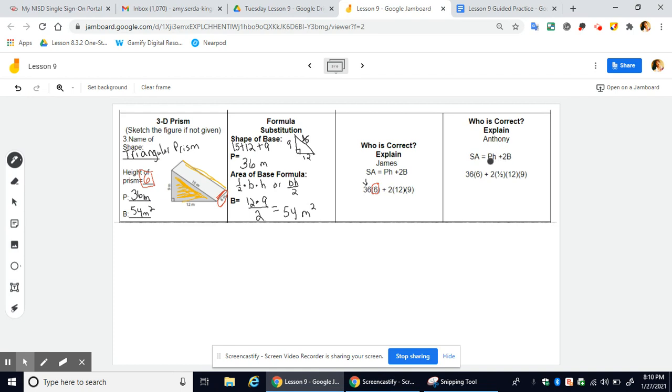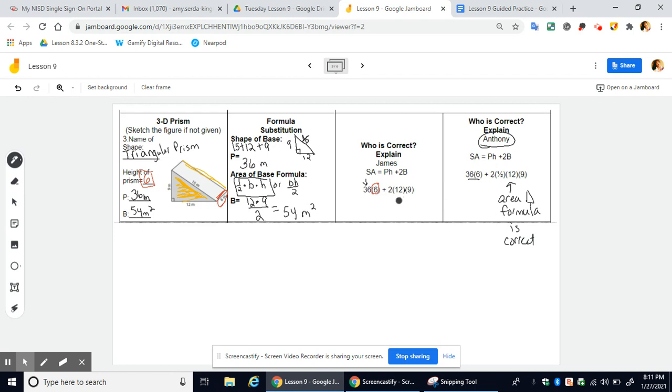Let's go look at Anthony. So again, Anthony's perimeter and his height are correct. They're the exact same as James. So here it's 2 times 1/2 times the base times the height. So this looks more like the area of base formula where I divided that by 2. So I'm going to say yes, Anthony is correct, right? Because his area formula is correct. Area formula of a triangle is correct.